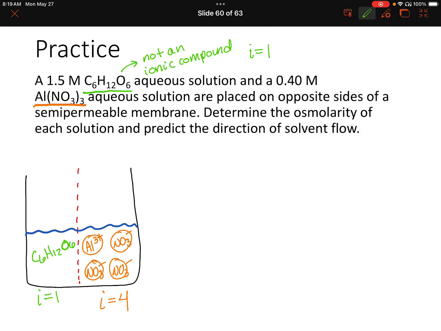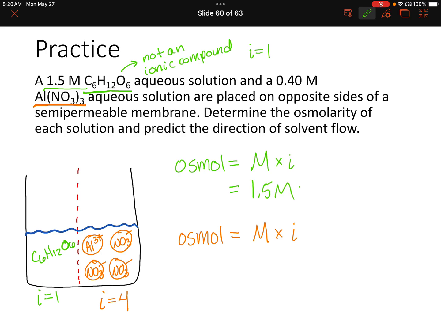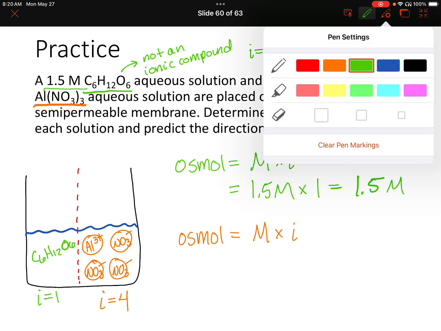All right, so see if you can calculate the osmolarity for our sugar solution, and then see if you can calculate the osmolarity of the aluminum nitrate solution. And then try to predict which side the water will flow to. So pause the video, try it on your own, and then we'll go over it together. Okay, so for our sugar solution, this is going to be super easy. We just multiply the concentration we were given, 1.5 moles per liter, times 1. So that just stays the same, 1.5.